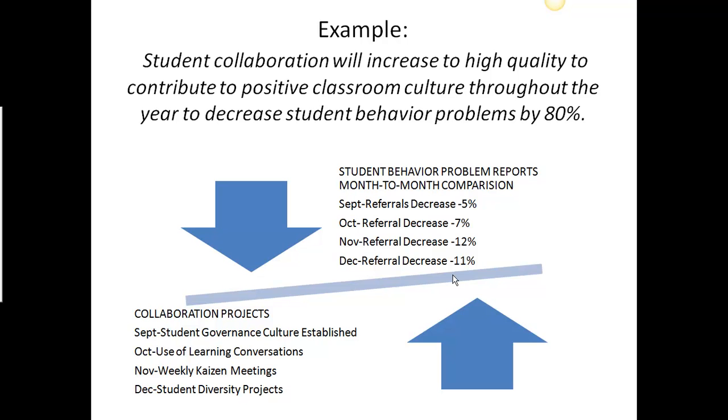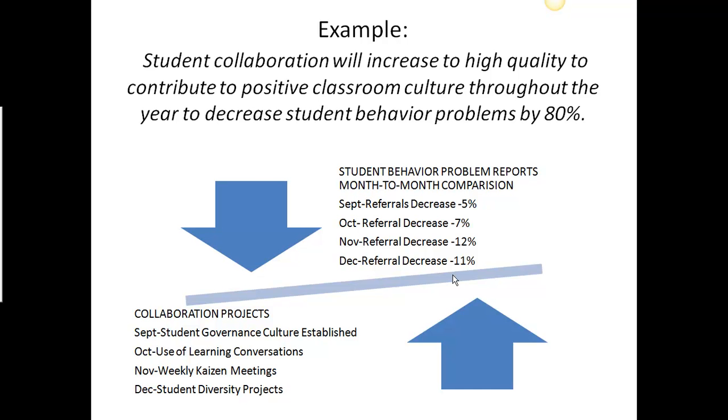So student behavior problems are going down, and we're seeing that the referrals are decreasing each month: September, October, November, December, 5% all the way down to 11%. So each month you're making big gains in behavioral problems. And then you're seeing in the classroom that collaboration is in fact increasing. And you see it in some of the projects that are coming out, where students are understanding how they have responsibility also for the culture in the classroom.